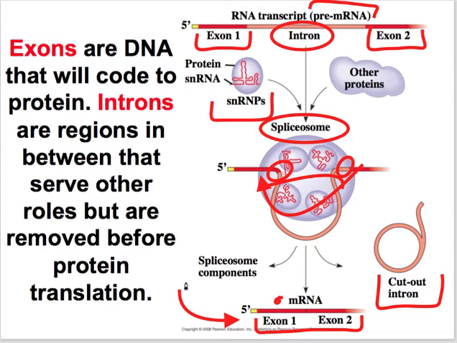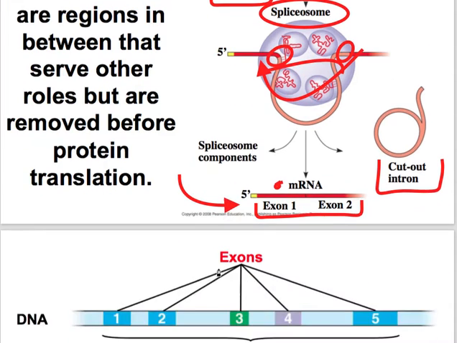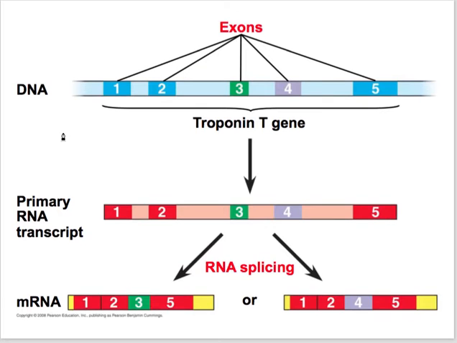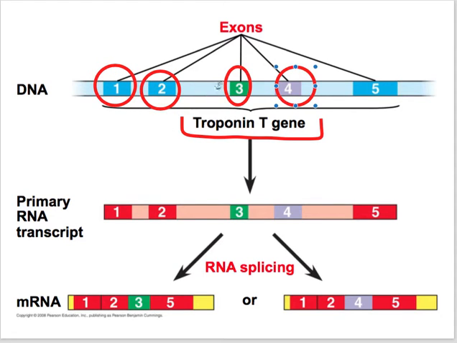And the reason is that we can decide which exons to keep in this sequence. So look at this right here. This is a troponin muscle gene, right? It has multiple exons, as you can see right here. The regions that are not labeled are introns.